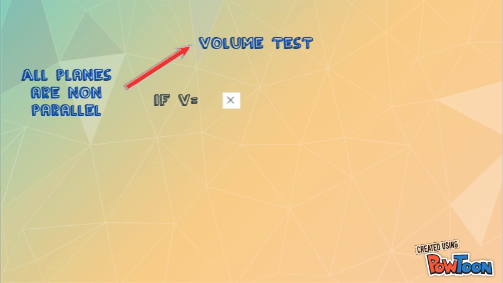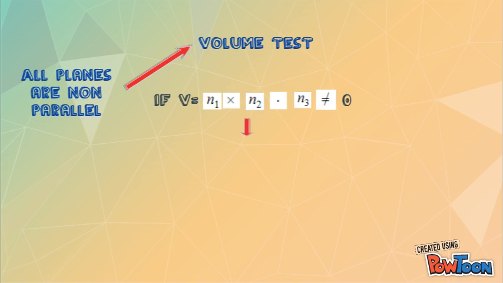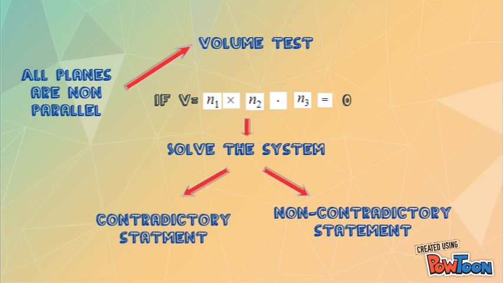First, we perform a volume test to determine if the three planes are coplanar or not. If it does not equal 0, then they are non-coplanar and they intersect at a point. If the volume test equals 0, the planes are coplanar. We then solve the system to determine if we get a contradictory or non-contradictory statement.